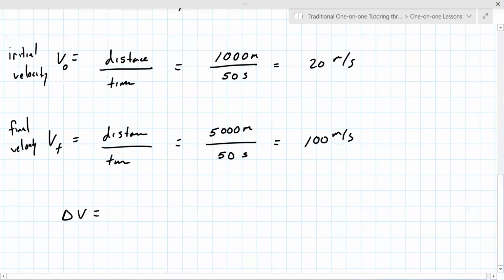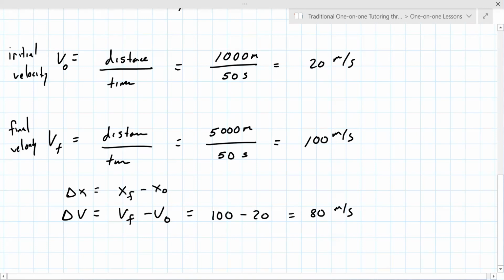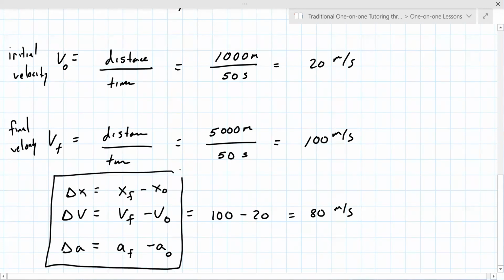So your change in velocity is v final minus v initial. So that's 100 minus 20, which is 80 meters per second. So there's this delta x, which is x final minus x initial. There's this v final minus v initial for delta v. And there's even change in acceleration, which doesn't happen very often, but it's a final minus a initial. So these are all formulas, but they're all kind of the same. Change means final minus initial. Change in velocity is final minus initial.